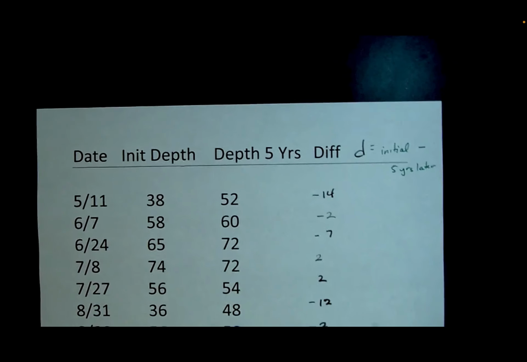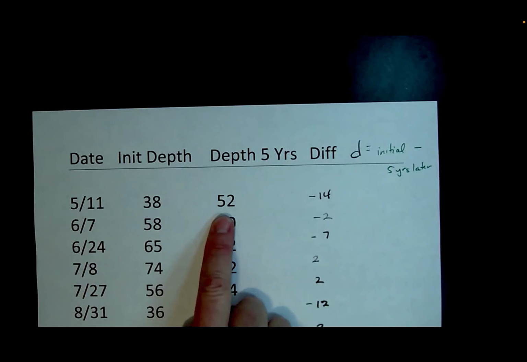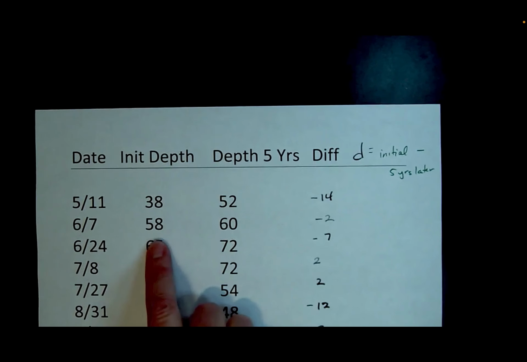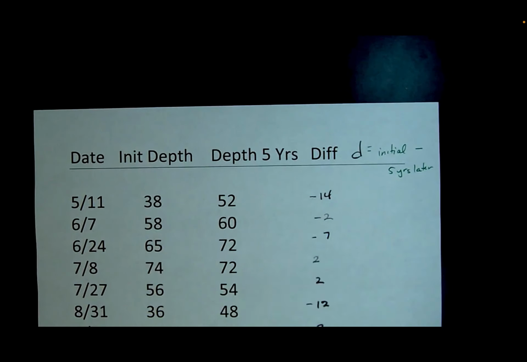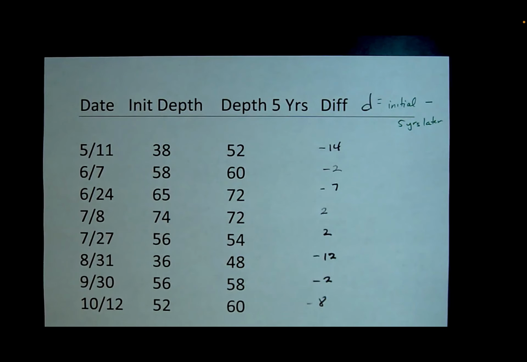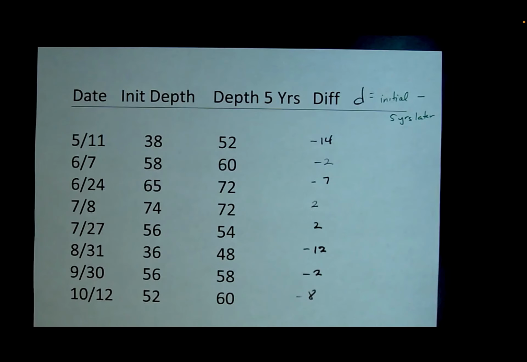Okay, and I'm making a note of that because you could have done it the other way around. So it's going to make a difference. Because notice if I had done it the other way around, 52 minus 38 is positive 14. 60 minus 58 is positive 2. I'd have basically the same numbers here, but with the signs changed. So anyway, it's this difference that I'm thinking of as my variable now, the difference of each pair.